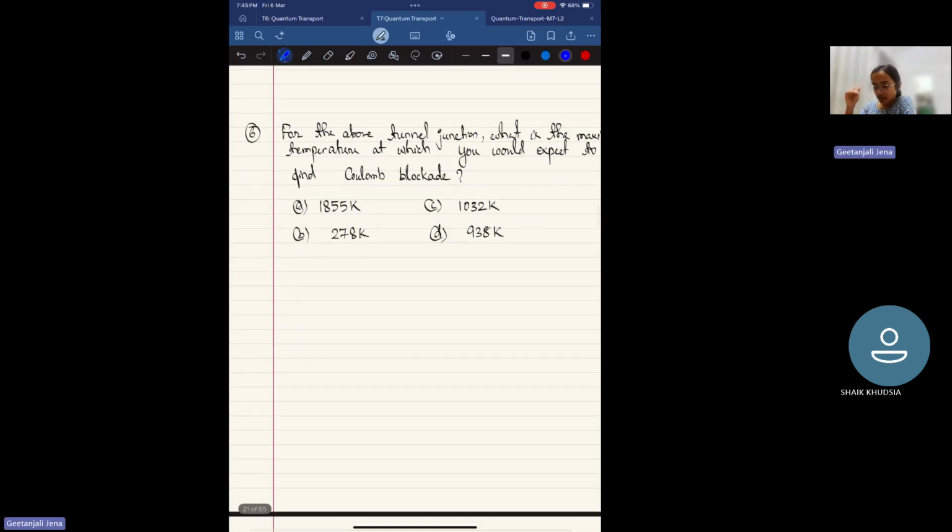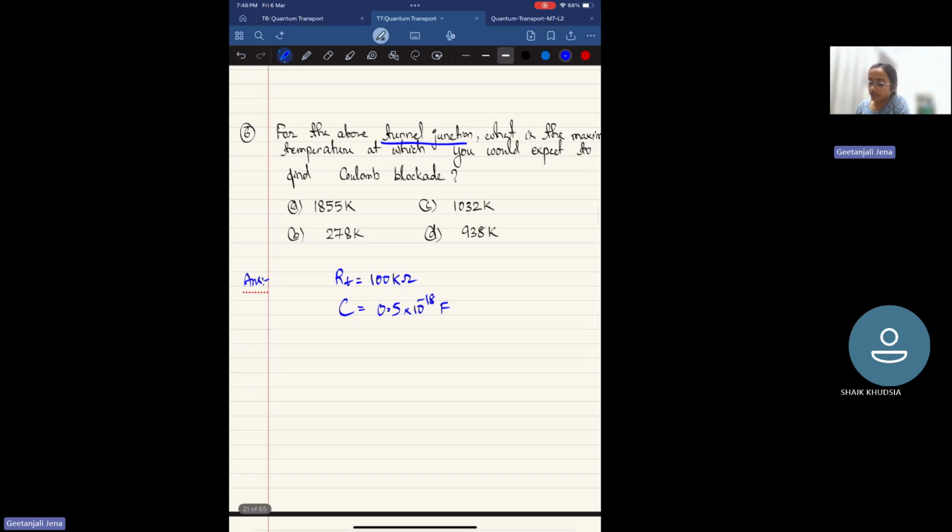Okay, question number 6. For the above tunnel junction, which has RT is 100 kilo ohm and C is given 0.5 attofarad, 10 to the minus 18 farad. So for this tunnel junction, what is the maximum temperature at which you would expect the Coulomb blockade effect? What is the maximum temperature where you will see the Coulomb blockade effect?